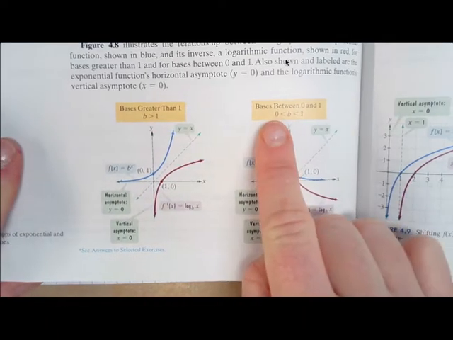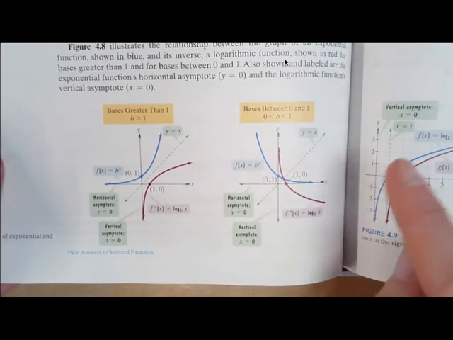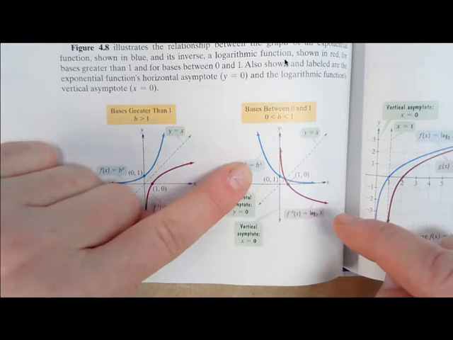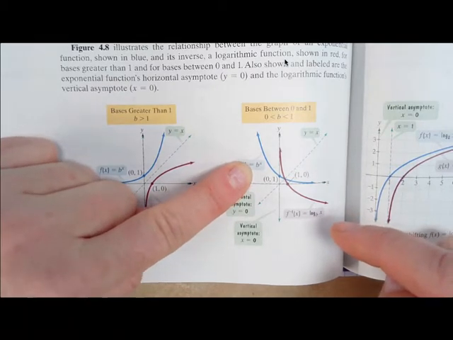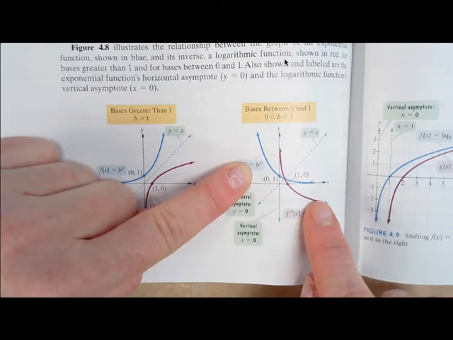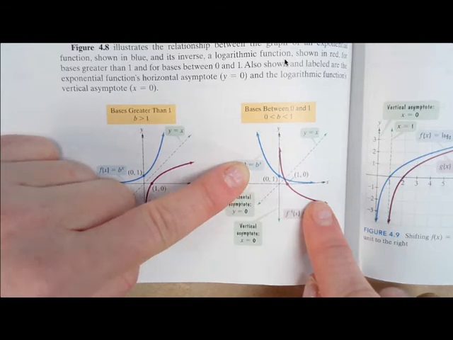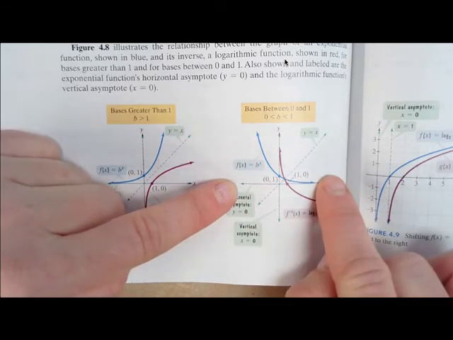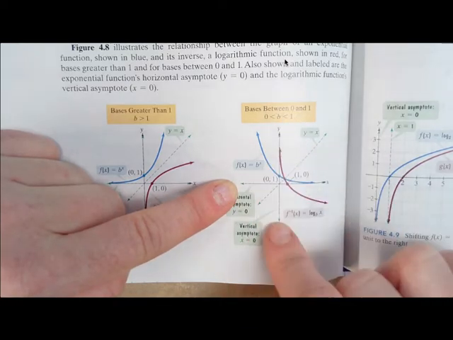When your base is between 0 and 1, this is our f of x is b raised to the x power. This is our log function. You still have the horizontal and vertical asymptotes. Here's your horizontal one, and here's your vertical asymptote.